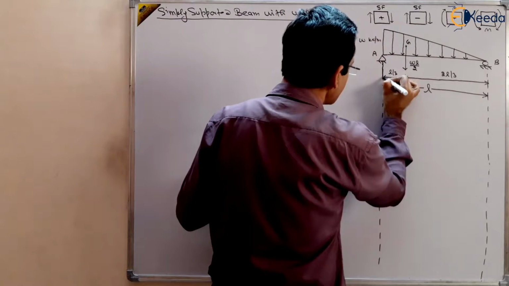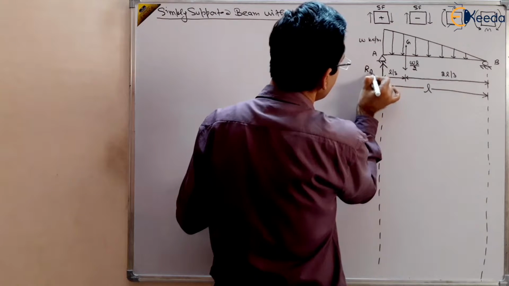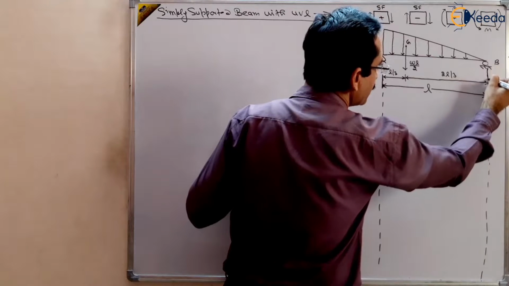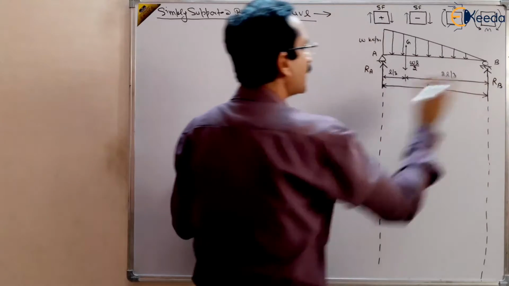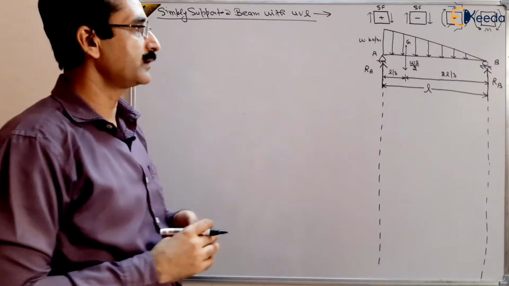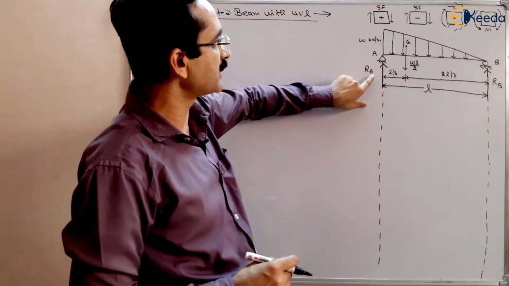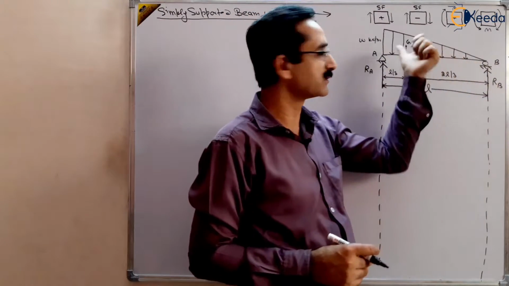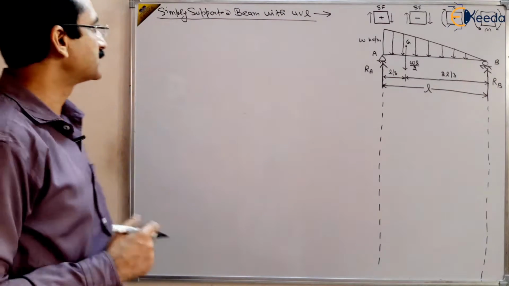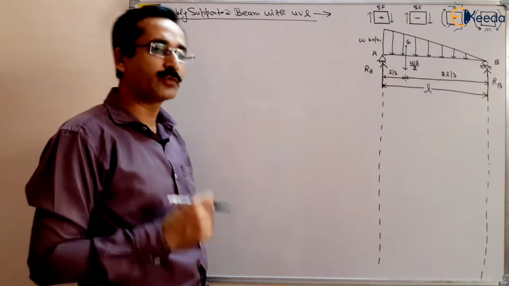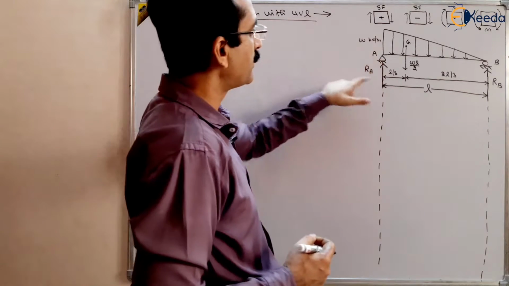Suppose this is the reaction at point A, we call it RA, and this is the reaction at point B, we call it RB. So RA and RB are the reactions at A and B. It is not symmetric; the reaction is higher at this end and lower at the other end, seeing the figure. So how do we find the reactions? For finding the reactions, you have to take the moment about a certain point. Let us take the moment about point A.